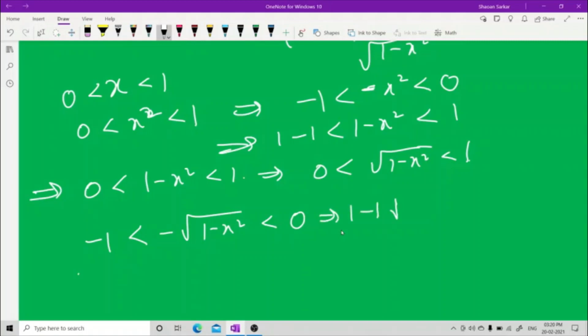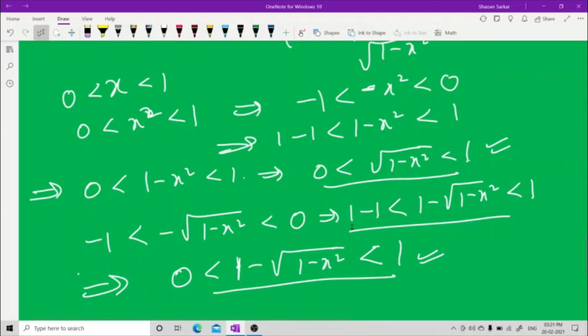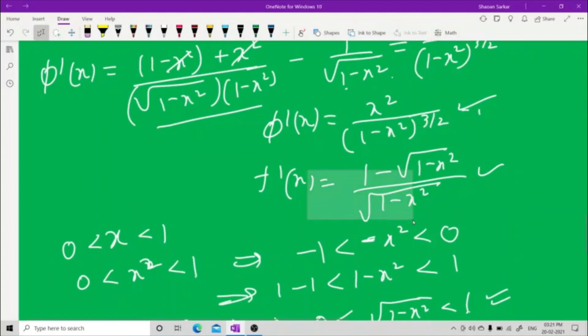1 minus under root 1 minus x square is less than 1. So this comes out to be 0 less than 1 minus under root 1 minus x square less than 1. Now from this part and from this part, this quantity becomes positive. f dash x becomes positive because the numerator is positive and the denominator is positive. So f dash x is positive.